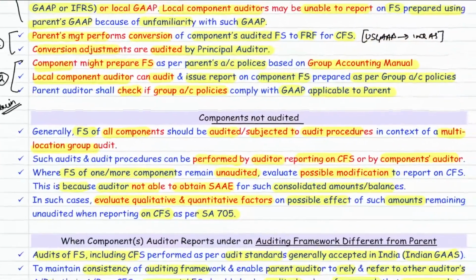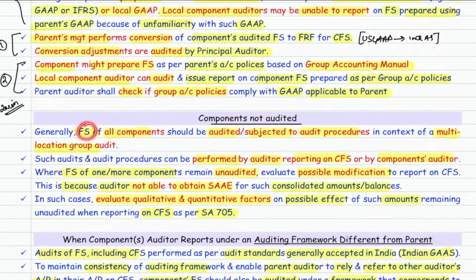Let's see what is given in the notes. Generally, financial statements of all components should be audited or subject to audit procedures as a part of multi-location group audit. This can be done by the auditor of CFS or the component auditor. Okay. Where the financial statements of one or more components are unaudited, evaluate possible modification because you don't have sufficient and appropriate evidence for the consolidated amounts or balances. So doing this, check whether it is material, and evaluate the qualitative and quantitative factors to see the possible effect as per SA 705. Okay, boss.